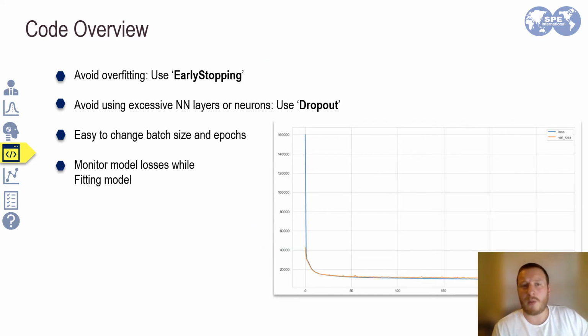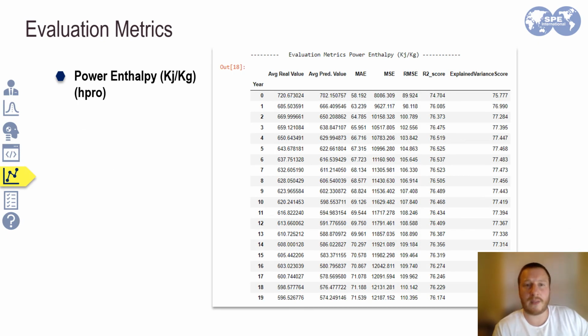To make sure the model was created with the best combination of hyperparameters, layers, and neurons, we used the early stopping method to avoid overfitting, and the dropout function, which drops unnecessary neurons. The batch size and epochs are easy to tune since they were instantiated. And finally, the losses were monitored by doing a loss value plot, like the one you can see here in the slide.